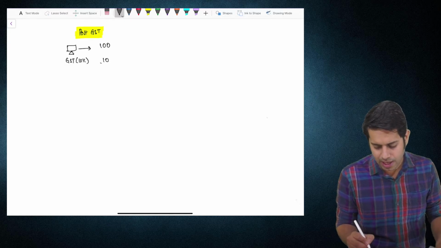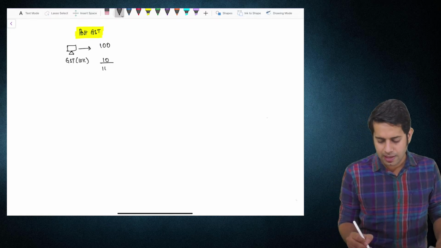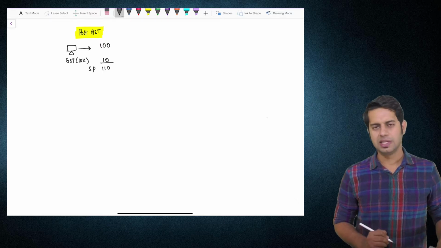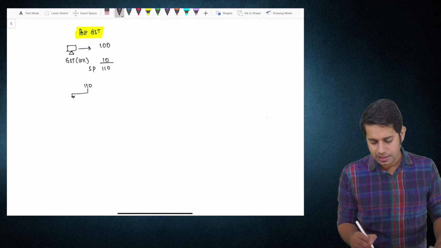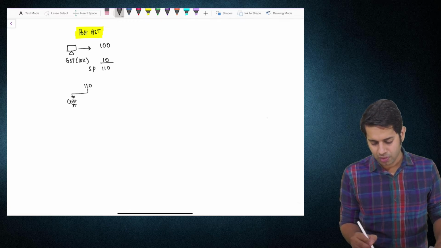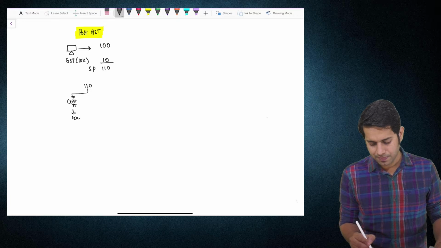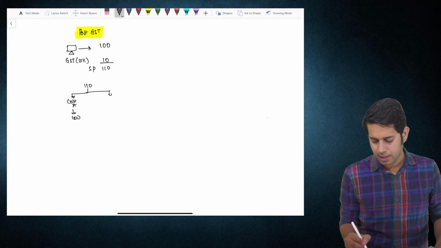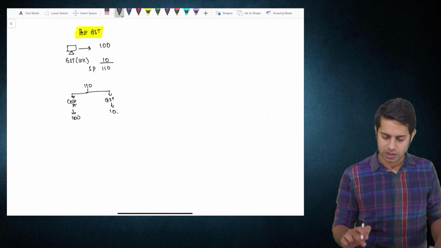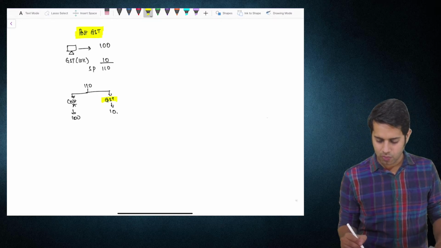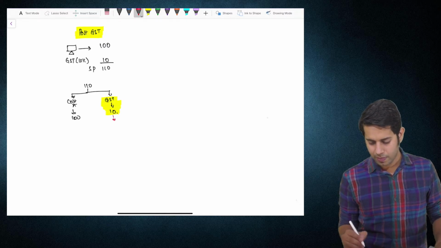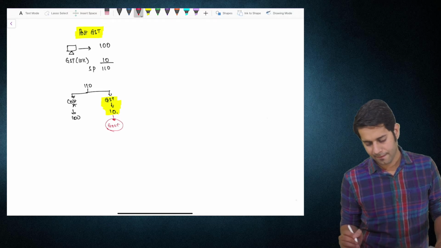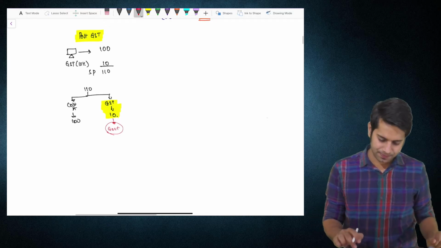How much GST has to be paid? 10 rupees GST has to be paid. So his selling price is how much? 110 rupees is his selling price. So this 110 rupees is divided as his cost plus profit of 100 rupees and the GST which he has to pay to the government of rupees 10. So this entire 10 rupees he has to pay to the government. Okay sir, which government etc., that we will see later.